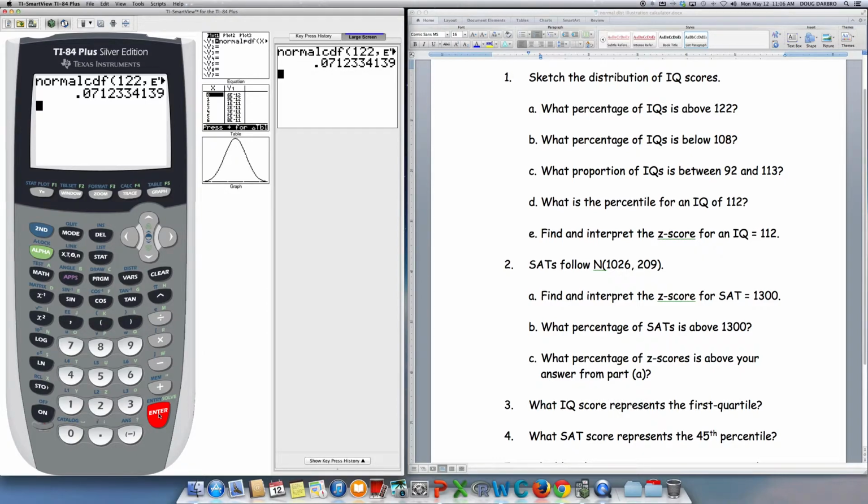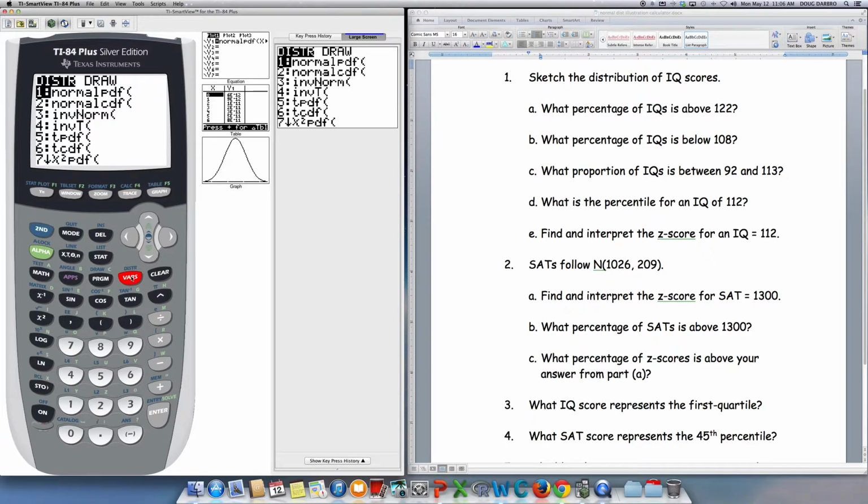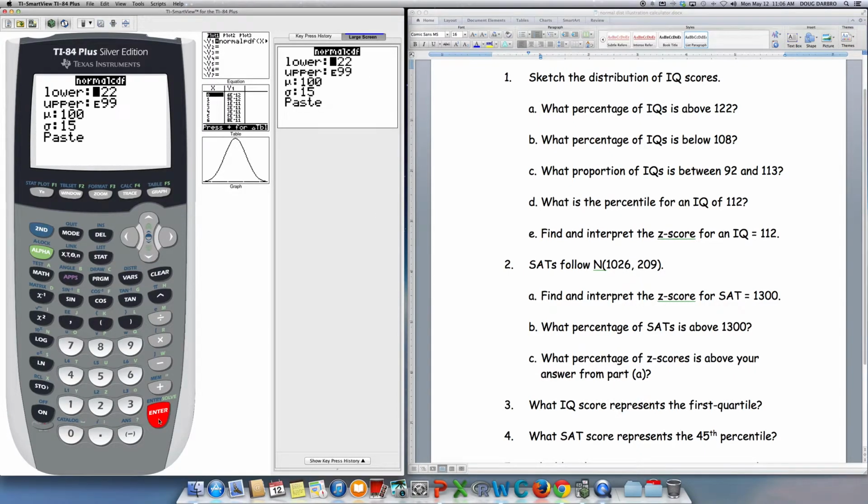Part B, what percentage of IQs is below 108? Same key. Again, don't let your students get sloppy and use normal PDF. This key right here is only if you want to see the picture. If you just need the answer to the problem, go to number 2, use normal CDF. In this case, we want below 108. So we're going to start out with negative E99, which is negative infinity.